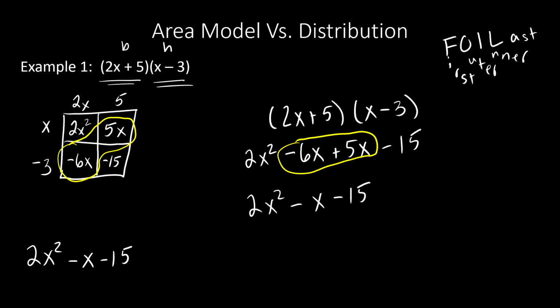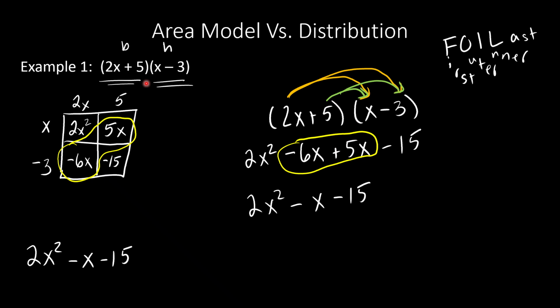I'm going to use some different colors so you can see what is actually happening. You're taking the 2x and distributing it over the other set of parentheses. That's where you're getting your first and your outer. You're just distributing the 2x, and then you go through and distribute the 5. That gives you your inner and your last. So really, what foiling is, is repeated distribution.